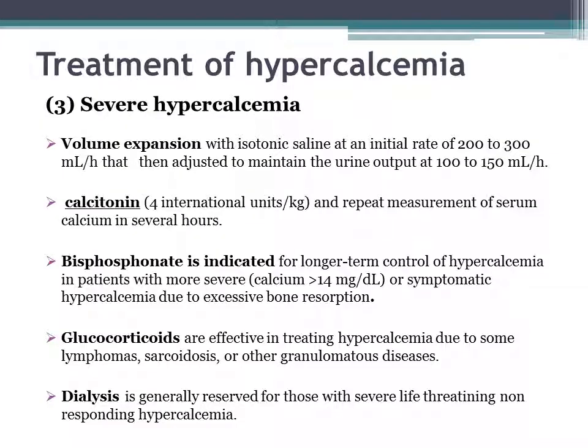For severe, we must do volume expansion by saline at initial rates of 200 to 300 mL per hour, calcitonin, bisphosphonate, glucocorticoids, especially in patients with lymphoma, sarcoidosis, or granulomatous disease, and dialysis for severe life-threatening cases.